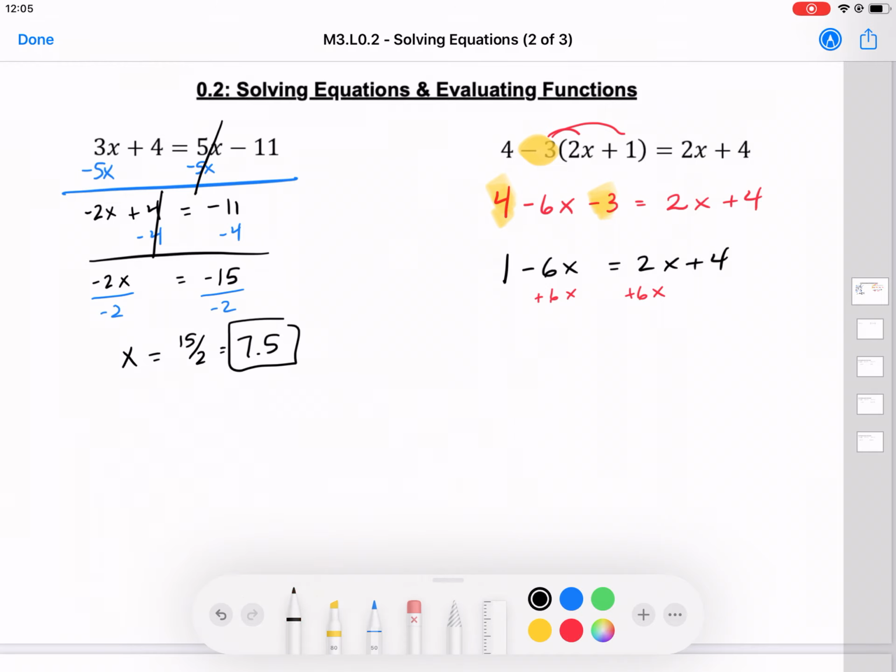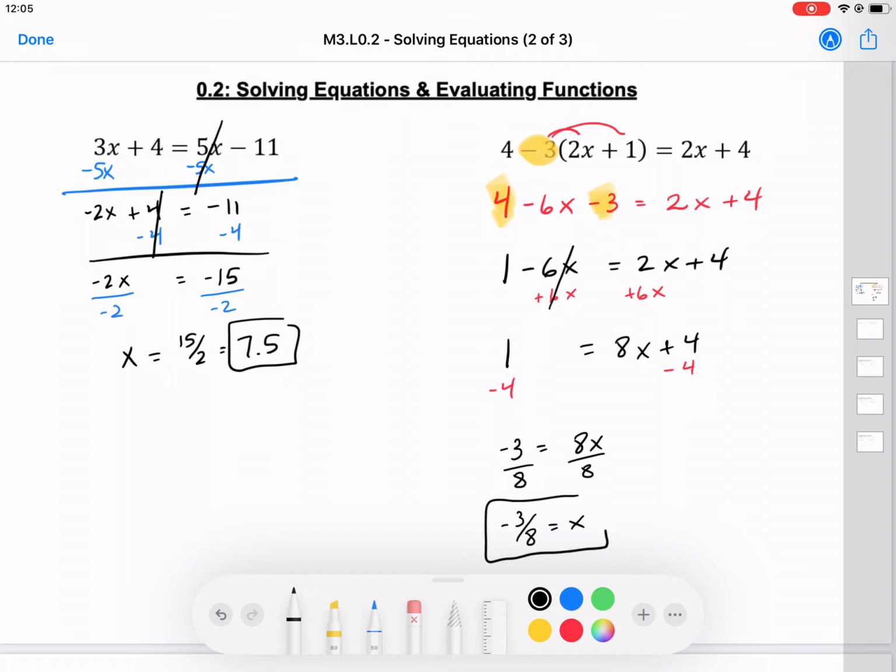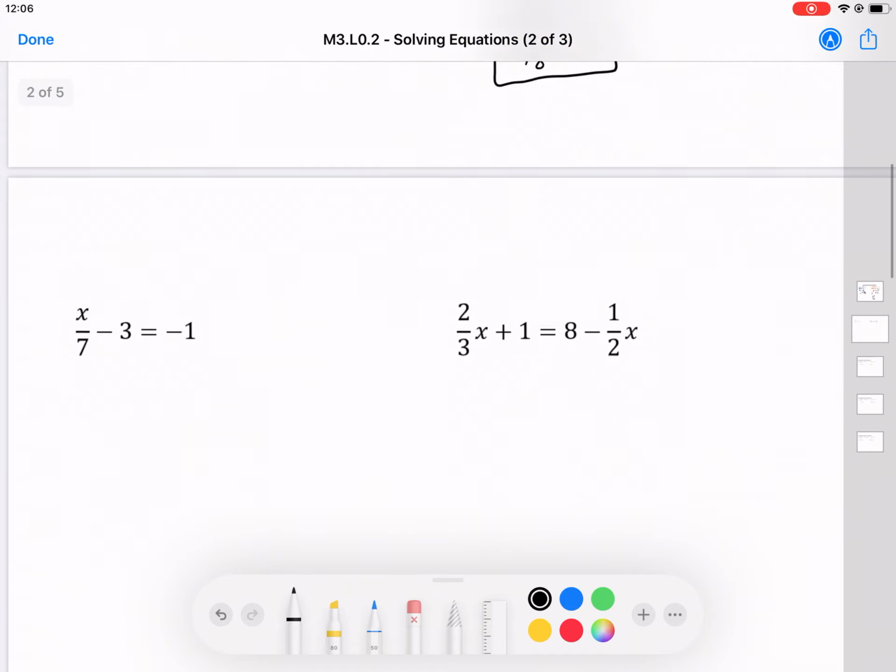So I need to reverse that. So I have a 1, negative 6x plus 6x, those cancel out. So we have 1 equals 2 plus 6 is 8, so we have 8x plus 4. And then I'm going to go ahead and get all the constants onto the other side. So I'm going to move the 4 away from that x by subtracting it. And 1 minus 4 is negative 3. We still have 8x. And in the end, I can divide both sides by 8. And you have negative 3 over 8 equals x. And I'm just going to leave it like that. That's simplified and everything.